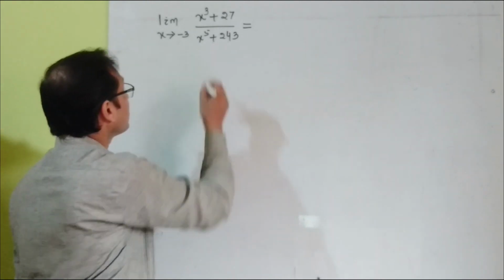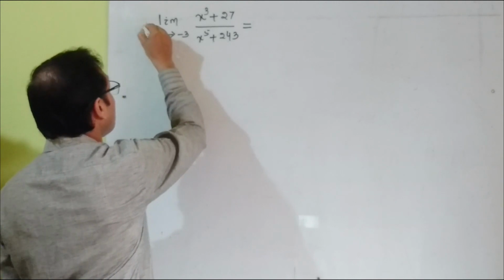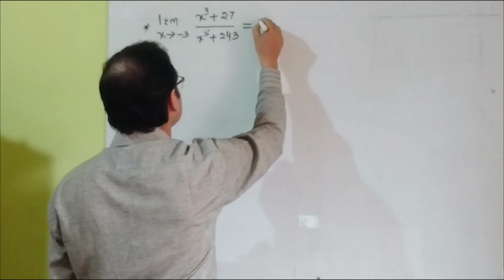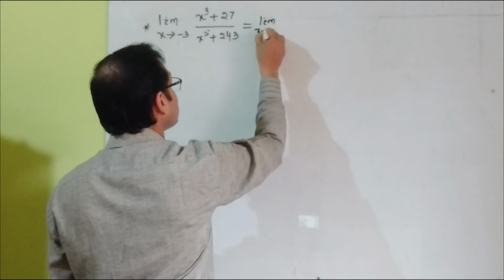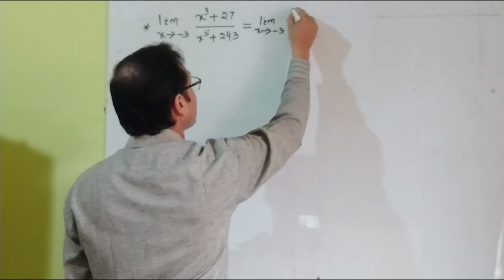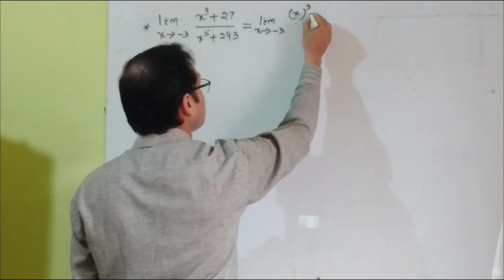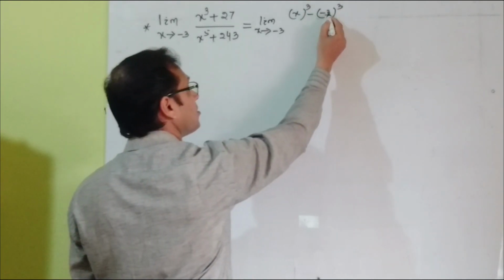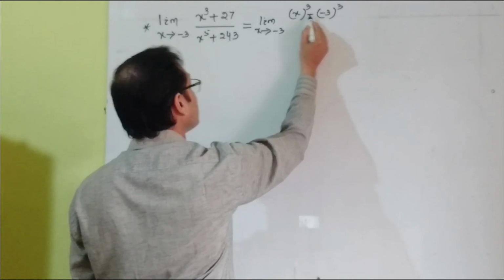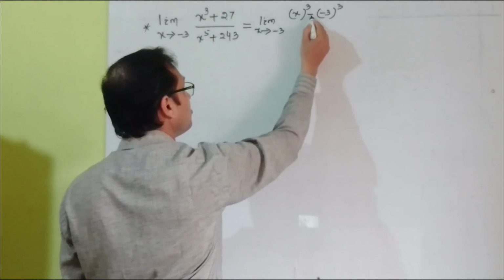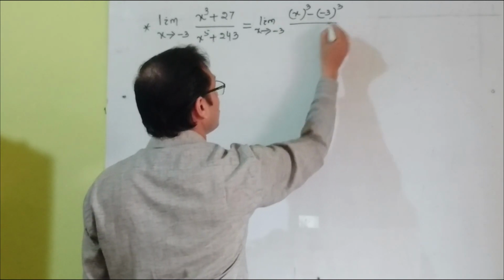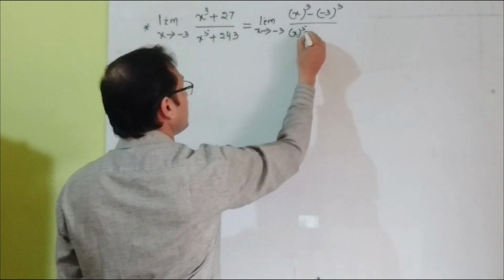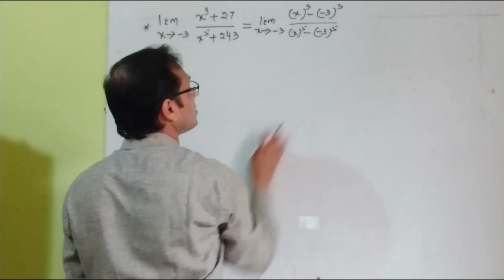So let us take another example, limit x tends to minus 3, (x cube plus 27) by (x to the power 5 plus 243). This can be written as limit x tends to minus 3, x cube, keep it the same, 27 means minus 3 whole to the power 3. This is nothing but minus 27, minus of minus 27, that is plus 27. So this one can be written as x cube minus (minus 3) whole cube, divided by x to the power 5, that is x to the power 5 minus (minus 3) to the power 5, isn't it?